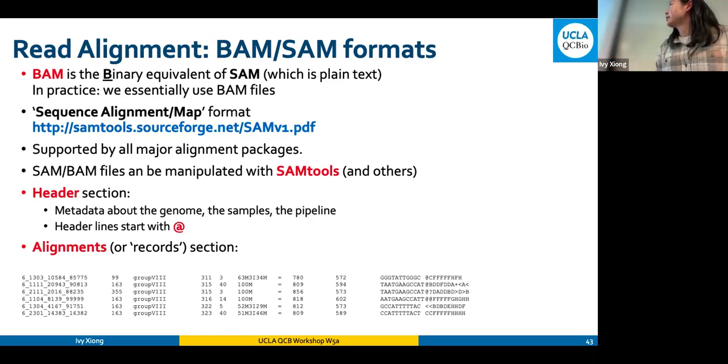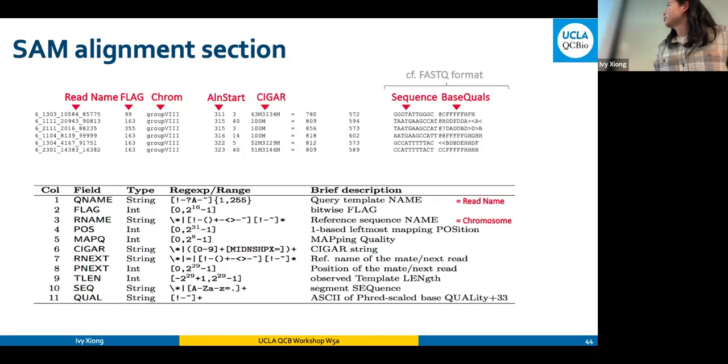So here is an example for us to go through. There are different columns. Each row, of course, is an individual alignment, and each column has a different name associated with it. So here we have a table trying to explain what the individual columns mean.